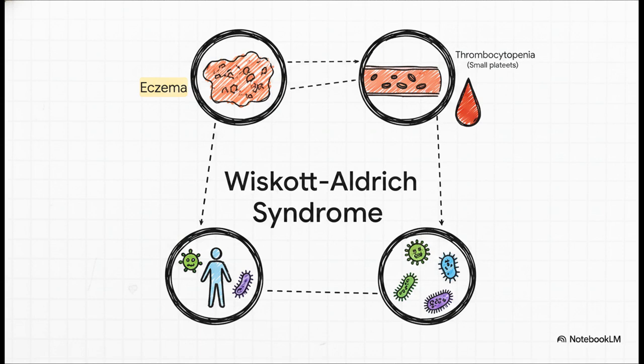You've got one single gene defect, but it causes this perfect classic triad of problems. You get eczema on the skin, you get thrombocytopenia, so low and really small platelets that lead to bleeding, and of course you get the recurrent infections from the immune defect itself. If you see that combination, eczema, bleeding, infections, your brain should immediately go to WAS.